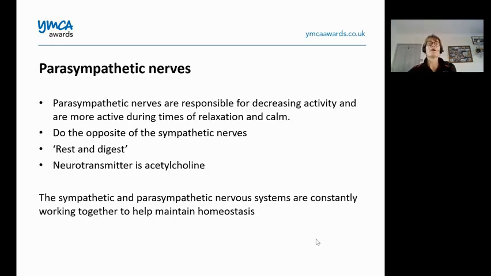Now the opposite one, our slowing down, our parasympathetic nerves. These are responsible for times of rest, when we want to calm the body down, at night time, decreasing activity. That's rest and digest, where the blood's going to be more towards our digestive system. We don't need it so much in our muscles. So everything is just the opposite of our sympathetic system.